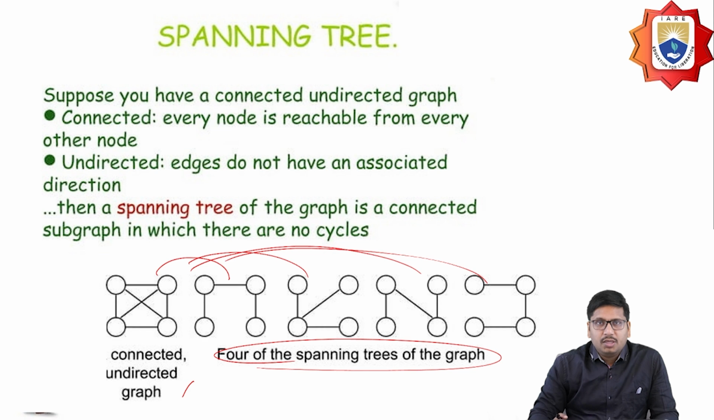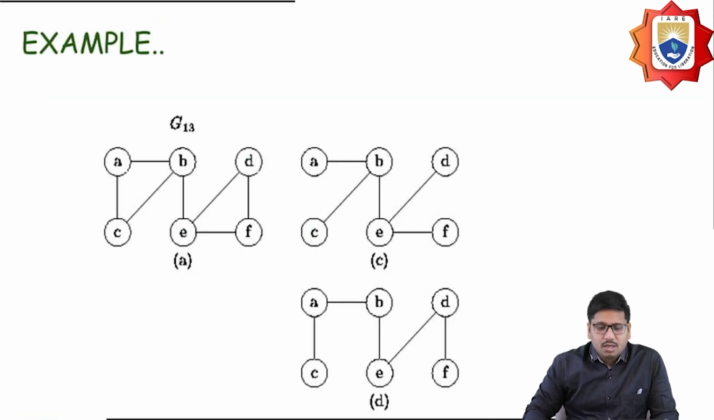Okay, so a connected graph means every node is reachable from one node to another, whereas in an undirected graph the edges don't have any kind of direction associated. Then the spanning tree of the graph is connected, and there are no cycles here. And these are the other different possibilities of this spanning tree.